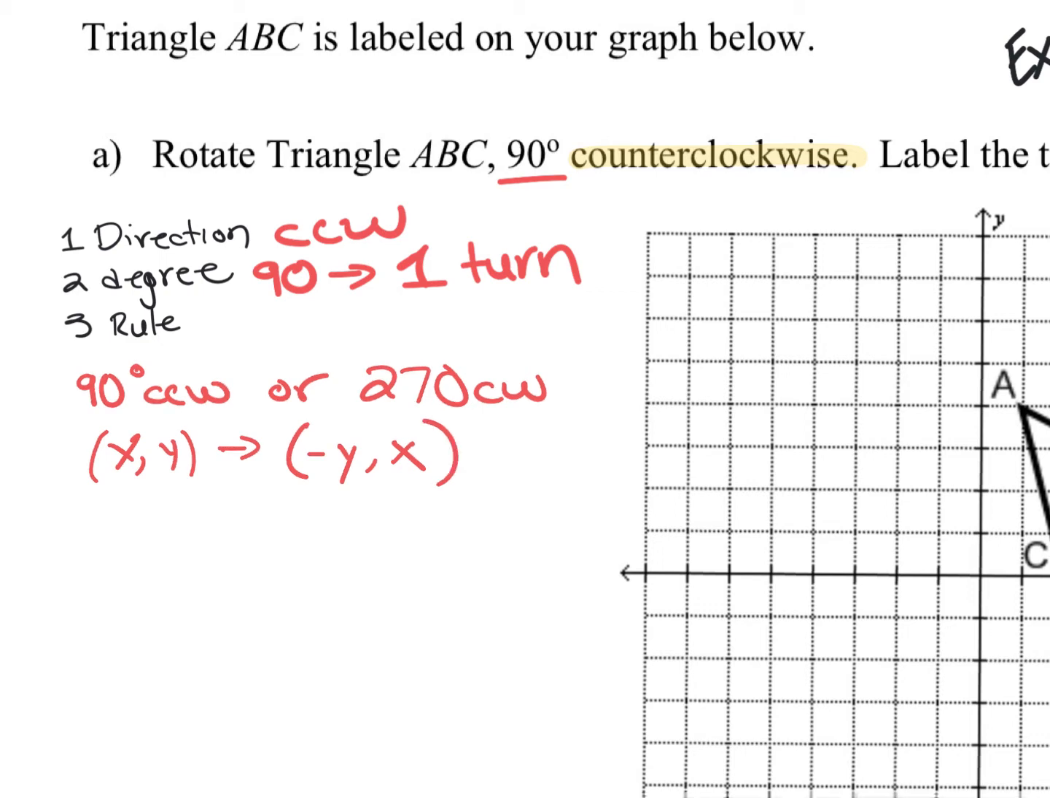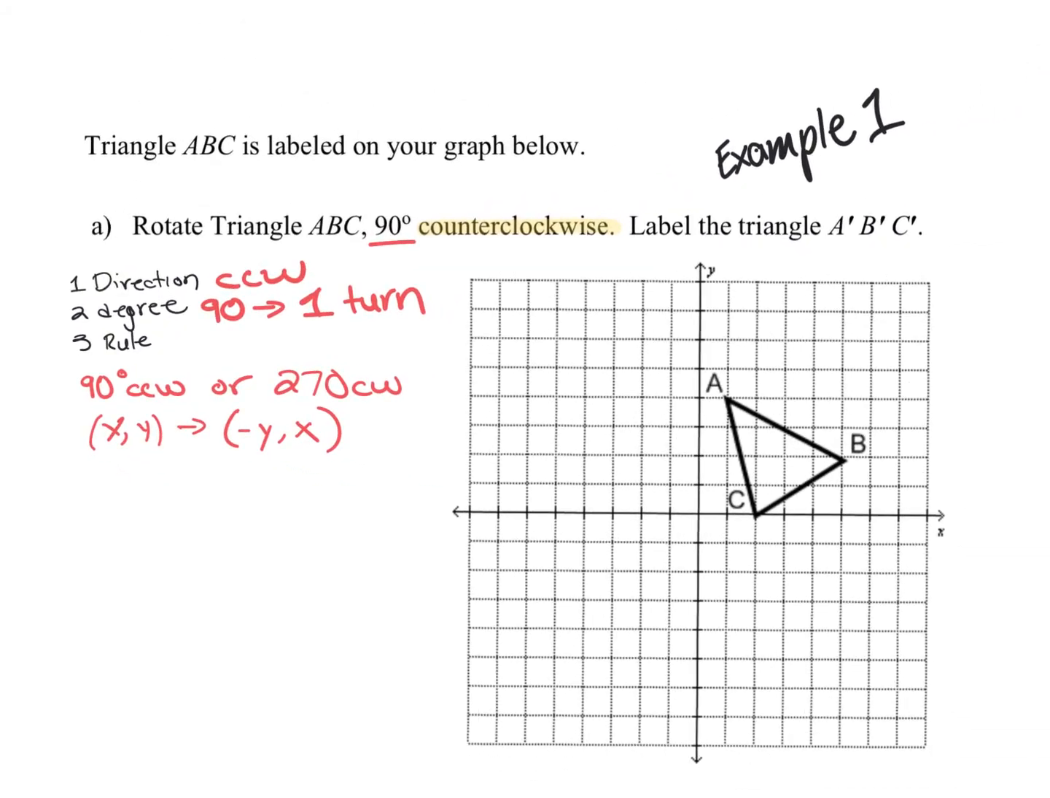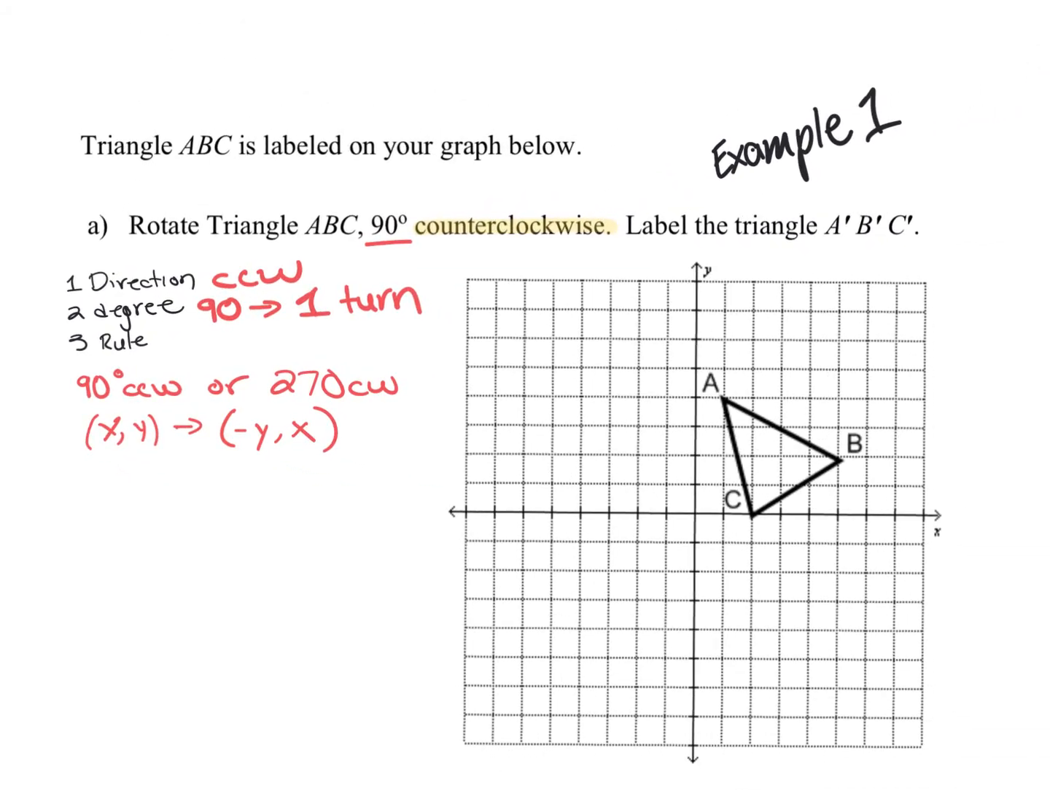Now, knowing that, let's look at our graph. If I look at my graph, I need to get the ordered pairs of points A, B, and C. The ordered pair for point A is at (1, 4). Point B is at (5, 2). And point C is at (2, 0).